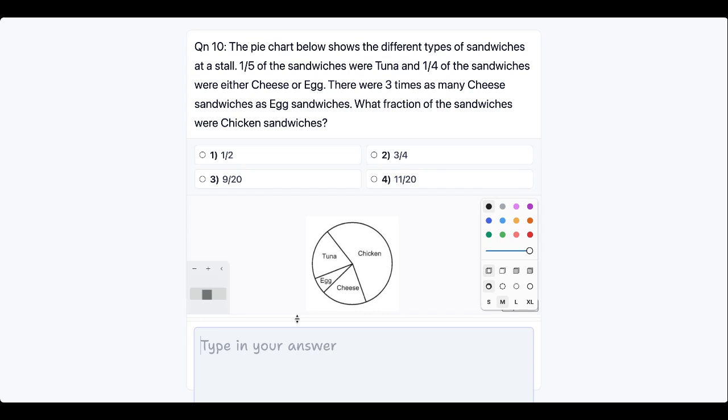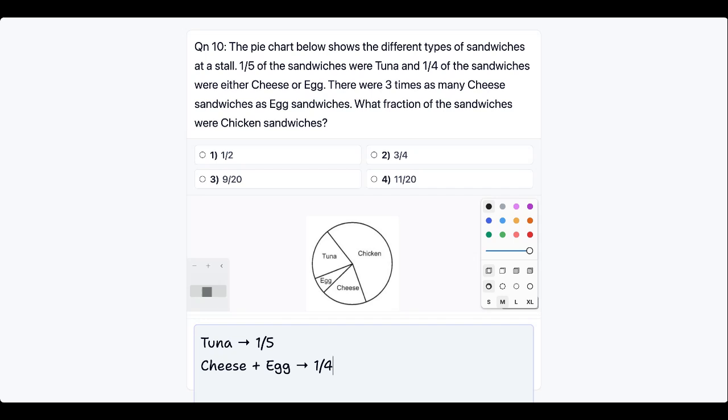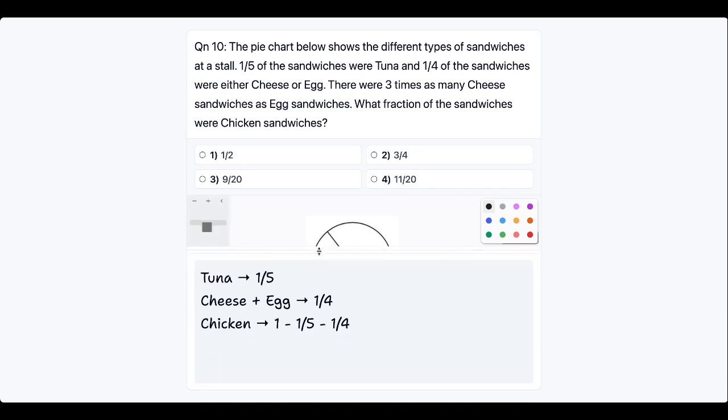Okay, so in this case over here, we know that tuna is one fifth, and cheese plus egg is equal to one quarter. So chicken will then be one minus one fifth minus one quarter, and from here we can just calculate.